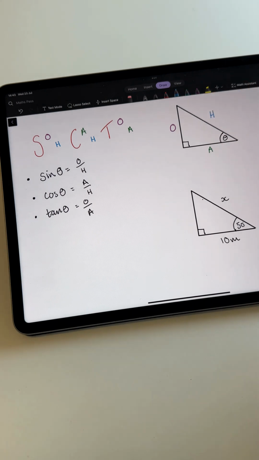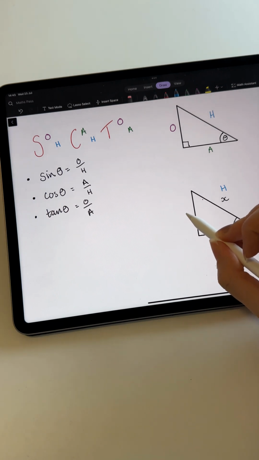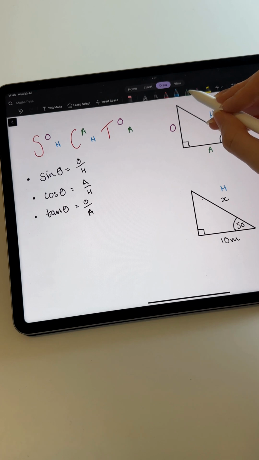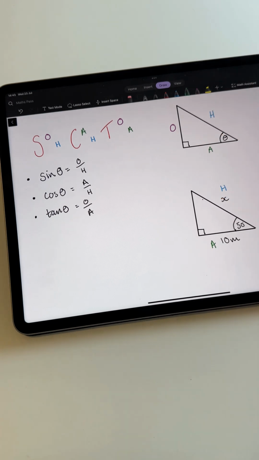The hypotenuse is always the longest side, opposite the right angle, and we label that h. You then want to decide whether this 10 meters is opposite this 50 degrees or adjacent to it. If it was opposite, it would be over here, so it has to be our adjacent side because it's right beside it. We don't have any information about our opposite side, so we just ignore that for now.